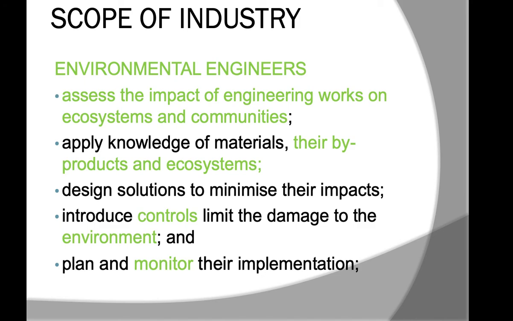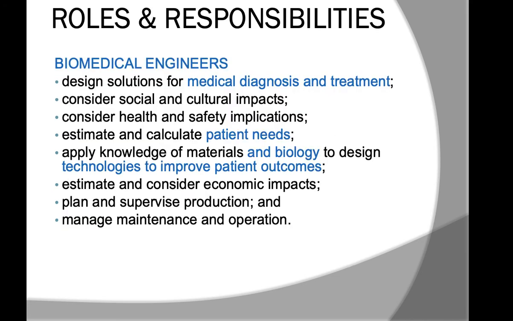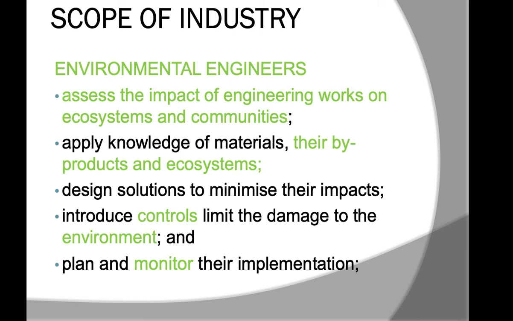Okay, environmental engineers, this is the most different. You can see this one doesn't follow this at all. Okay, so environmental engineers, they assess the impact of engineering works on ecosystems and communities. They apply their knowledge of materials, their byproducts, and ecosystems. So they know about materials, and they also know about the byproducts of making materials, and they also apply knowledge of ecosystems. Environmental engineers introduce controls to limit the damage to the environment, and they plan and monitor their implementation. So often an environmental engineer's job might be just checking that the thing is done to the standard that it's supposed to be.